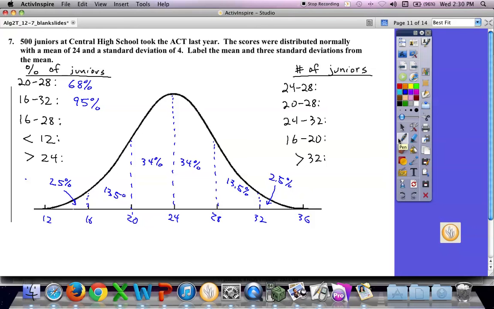The next one, between 16 and 28, would take you from here to here. Okay, now it's not 3 to 3, right? It's -2 to +1. What percent is in there? 34 plus 34 plus 13.5, 81.5. Okay. Next. That's not good.